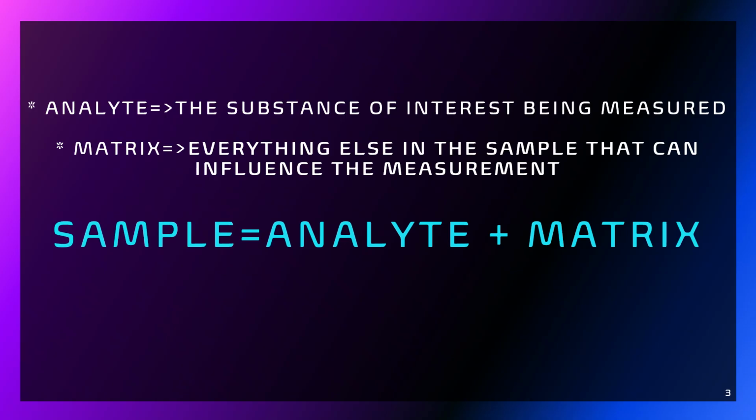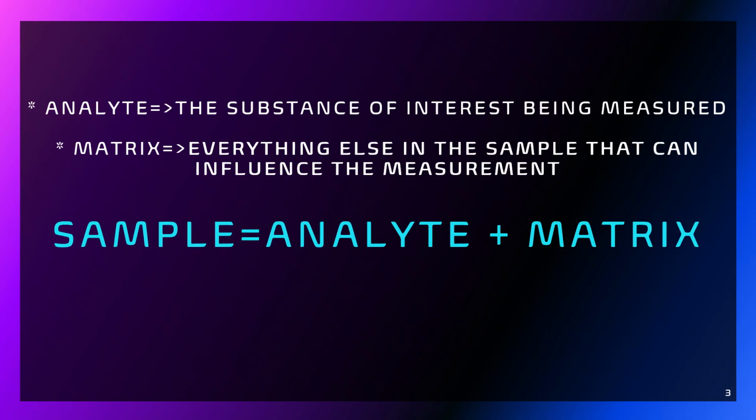The sample is composed of two things. One is called the analyte and the other thing is called the matrix. Analyte is anything that is being measured by you. Simple. The substance of interest is called analyte. For example, if you are going to measure how much iron is there in your blood, so iron becomes your analyte, and everything apart from iron, everything that constitutes your sample, is called your matrix.